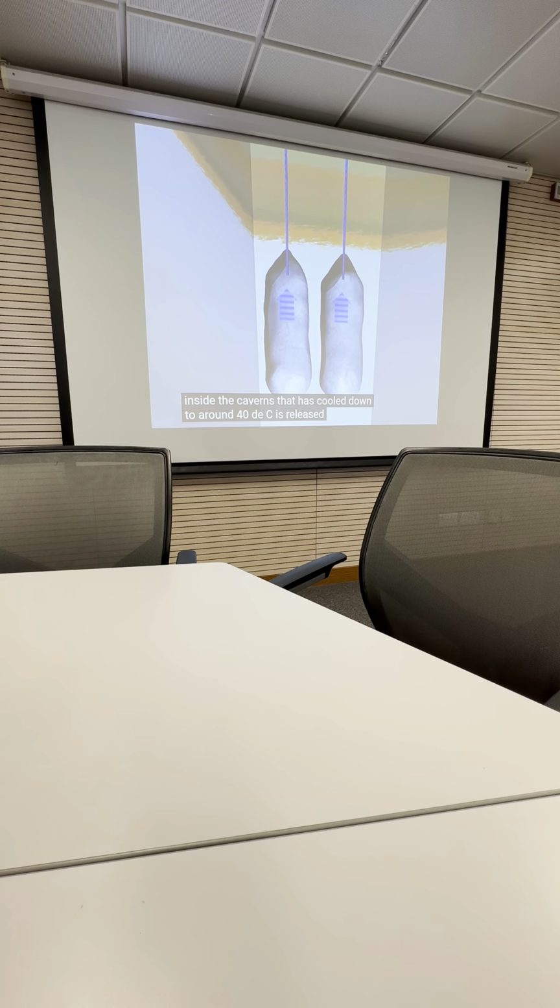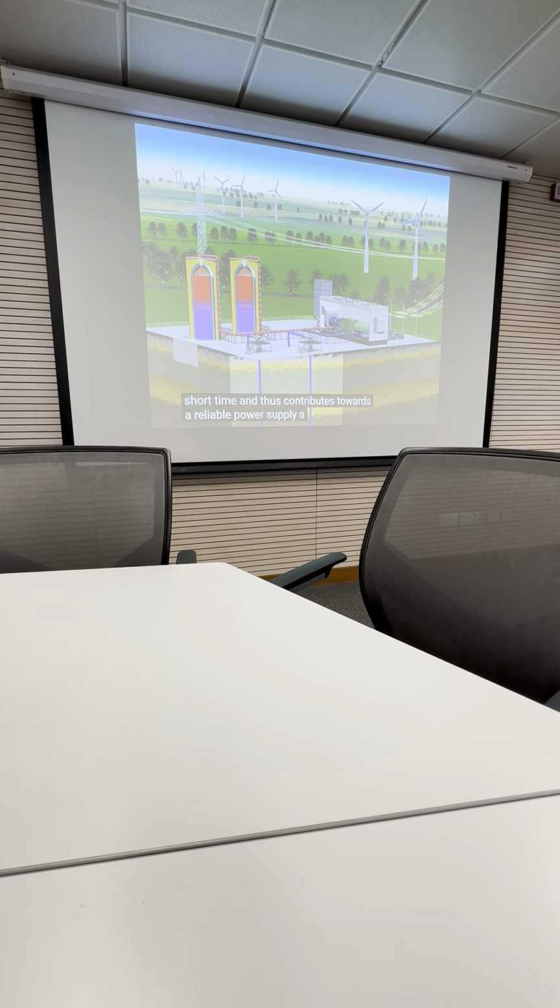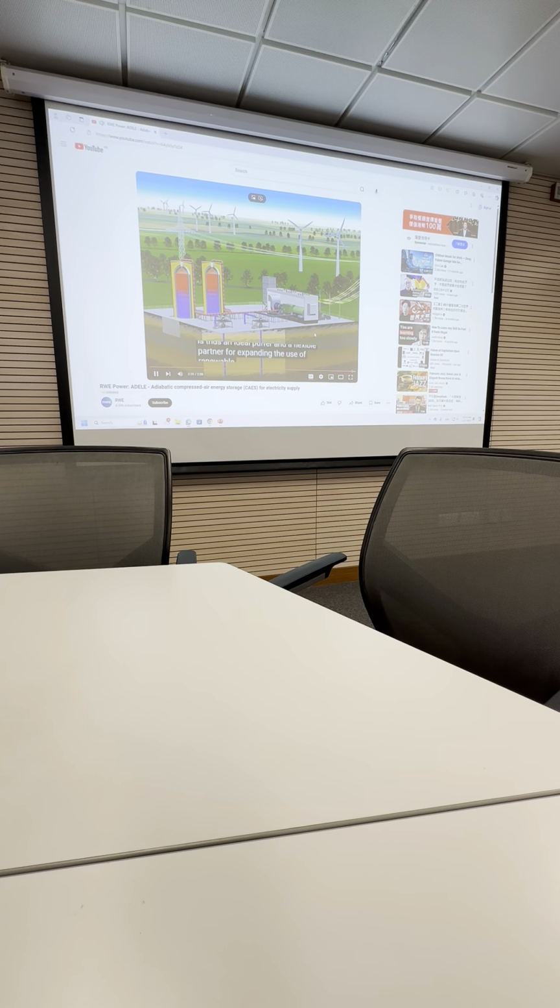To ensure that it doesn't freeze, which would normally happen, it needs to be heated up inside the heat accumulator. From here, the air flows to the turbine and rotates its blades. The generator that produces the electricity is connected to the turbine. The electricity flows into the grid for a short time and thus contributes towards a reliable power supply. Adele is thus an ideal buffer and a flexible partner for expanding the use of renewable energy.